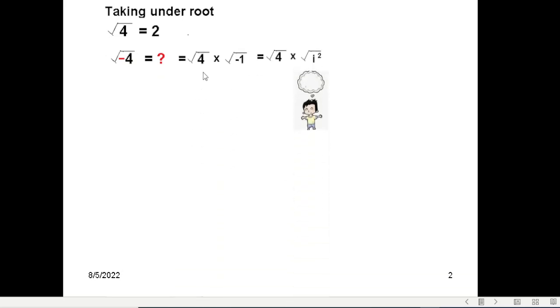And then some intelligent person came up with the idea that if we write minus 4 as the square root of 4 multiplied by the square root of minus 1, and if we imagine a term called i whose square is equal to minus 1, then it is possible to get the square root. So the square root of this will be 2 and the square root of this will be i. So we can take the square root, and that is why this number is called an imaginary number. It's not a real number, it's an imaginary number. Someone imagined this number.